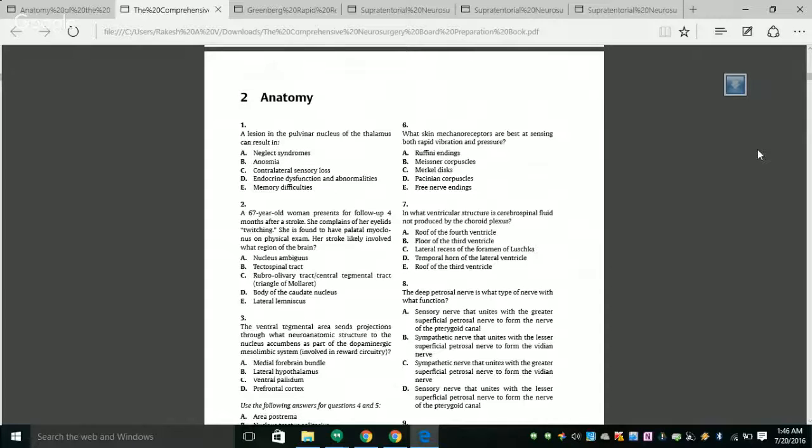Do you want to analyze this one? Yes, I would like to try to guess, and please, guys, don't make too much fun of me if I get it completely wrong. I'm trying: pulvinar nucleus of the thalamus. So we have neglect syndromes, anosmia, contralateral sensory loss, endocrine dysfunction, memory difficulties. Well, this is a hard one. I think we'll just discuss it and go to the answer. It's difficult. I have no idea.